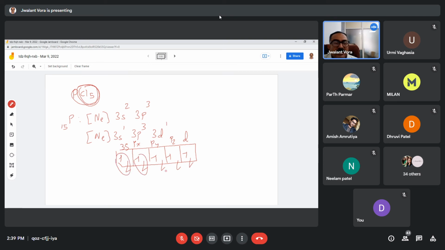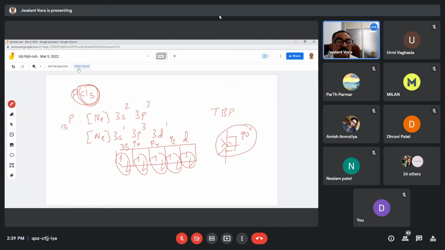So total 5 pairs are present. Therefore, the shape should be trigonal bipyramidal with 120-degree planar one and upper and lower with the 90-degree bond angle.